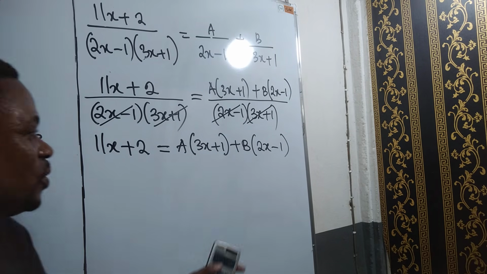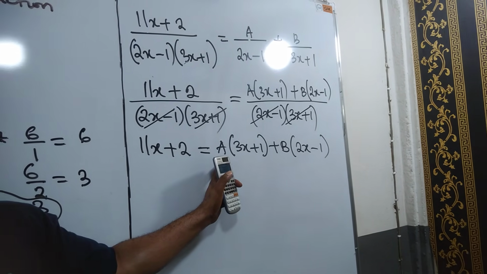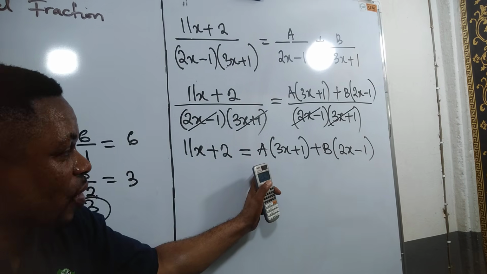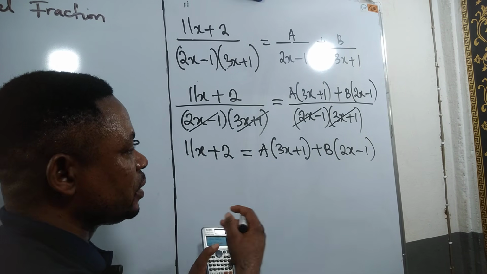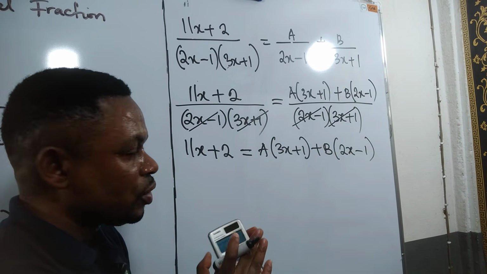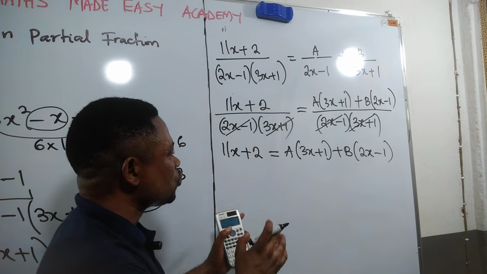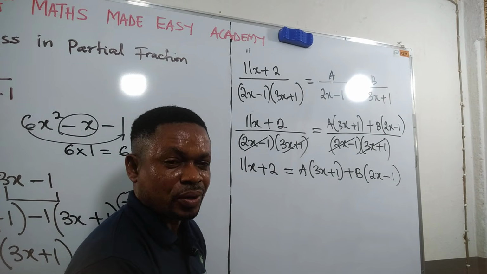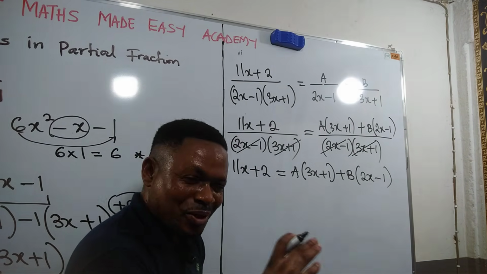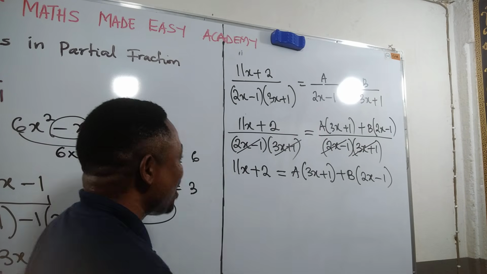There are two methods by which you can approach this using partial fraction. The first one is what we call the comparison of coefficient method. Compare what is on the left to what is on the right. Or you use what we call the elimination method. I strongly advise you use the elimination method. So how do we do it?